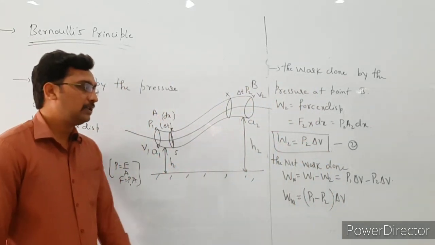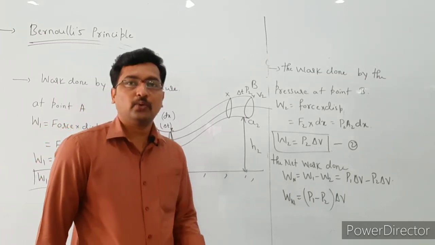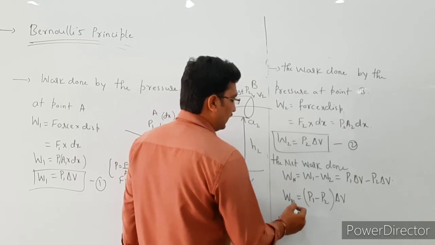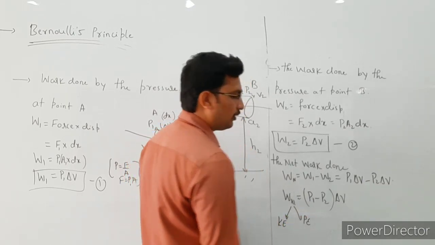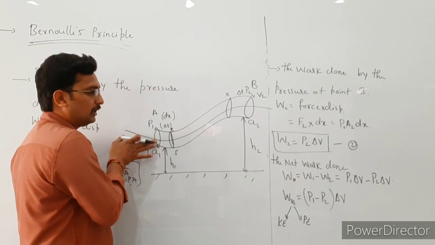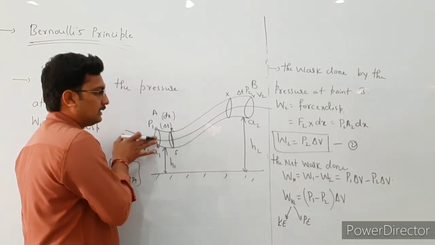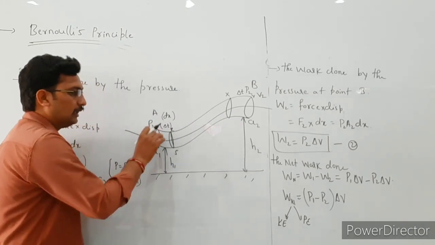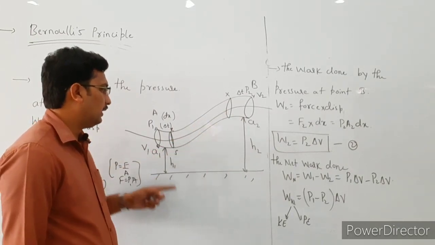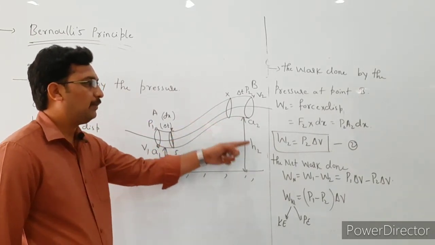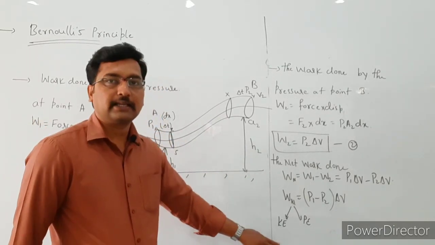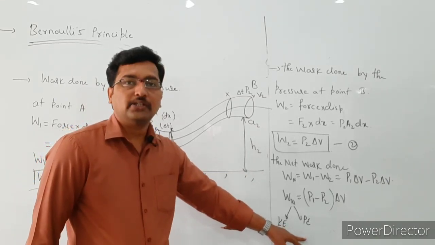Okay, so in this case, this work done possesses two types of energy. The first one is the kinetic energy of the liquid and the second one is the gravitational potential energy, because in this case this is a bend shaped tube. So the speed of the fluid is different at this position because the area of cross section is different, and here there is a variation of height. At point A its height is h1, at point B its height is h2, and this work done possesses two types of energy. One is the kinetic energy and the other is the potential energy.